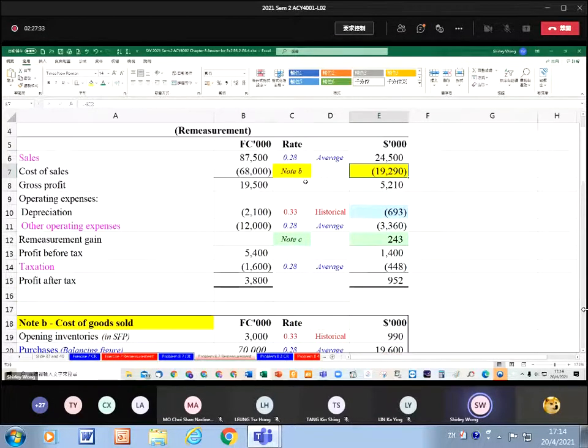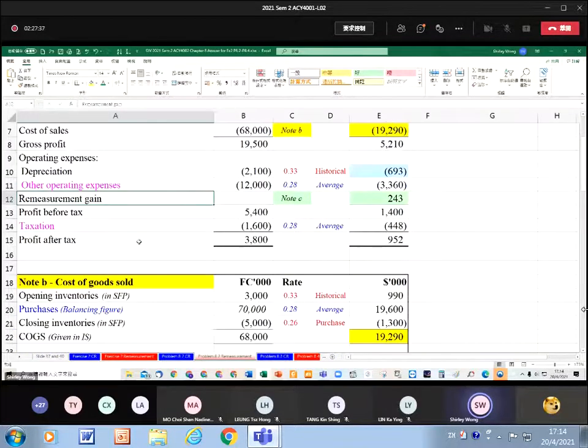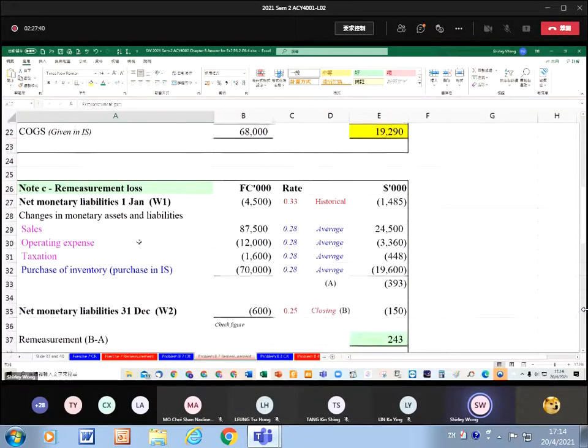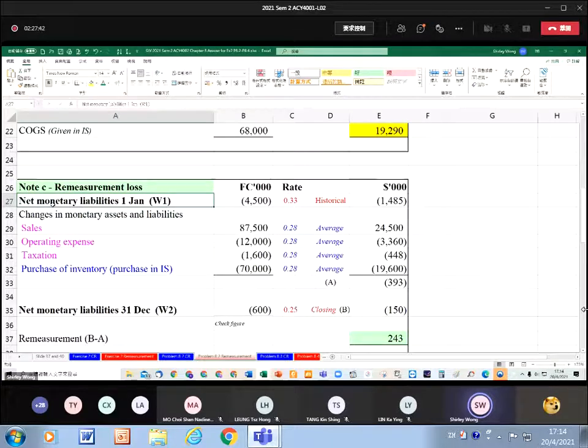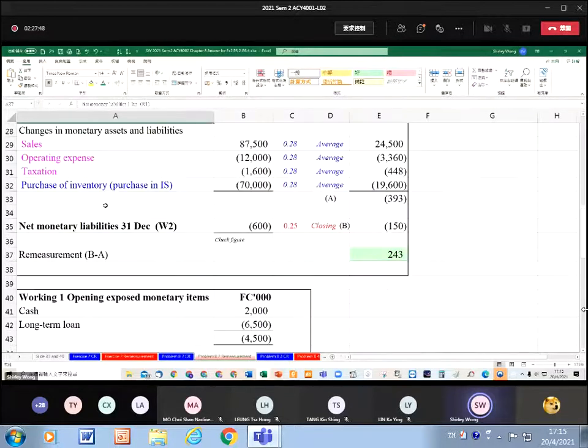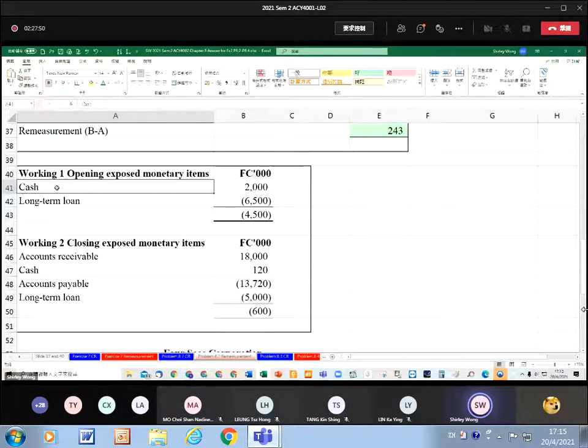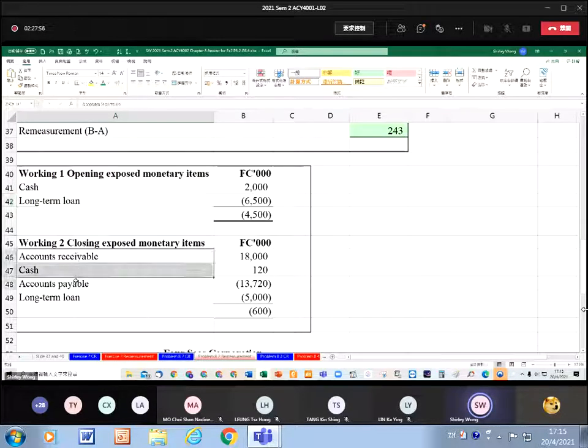Okay, so we have got all the figures, and then we are going to have a look at the remeasurement gain. So for the remeasurement gain, first of all, we need to find out the net monetary position. If it is a positive figure, it is a net monetary asset. If it is a negative figure, we call it a net monetary liability. So go back to the question. For the opening, we just have two items, namely the cash and long-term loan. For the closing, we have four items, namely the accounts receivable, cash, accounts payable, and long-term loan.